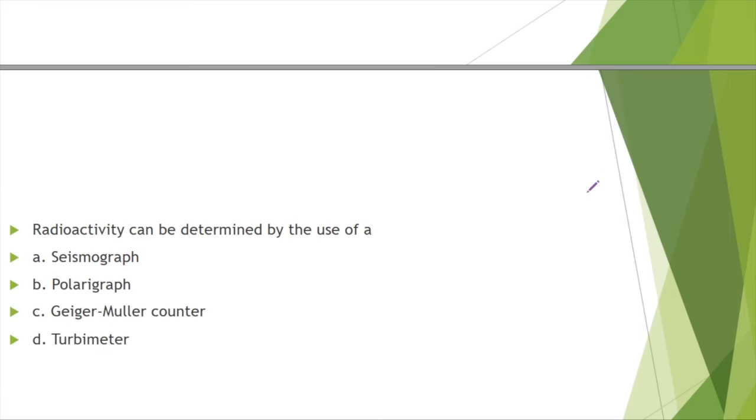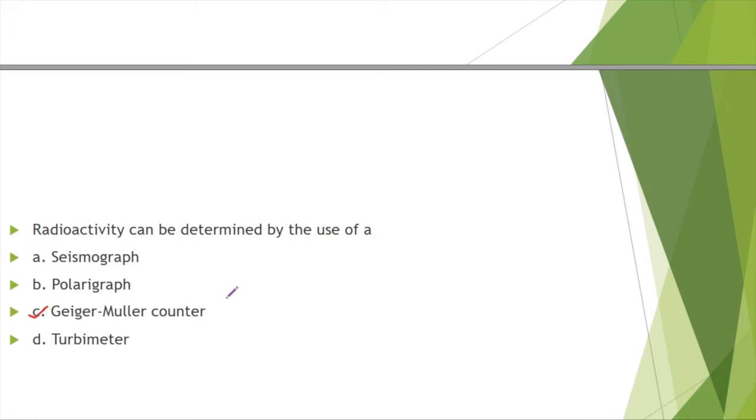Now, radioactivity can be determined by use of which of the following? The right answer is Geiger-Muller counter. This device is used to determine radioactivity, meaning radiations like alpha, beta, gamma rays, which are spontaneously emitted by radioactive elements. There is another device called mass spectrometer.